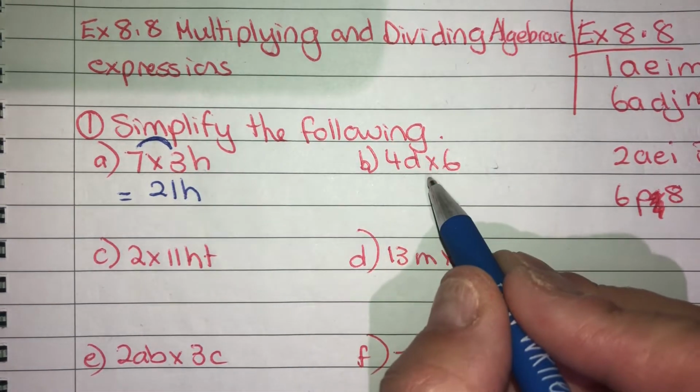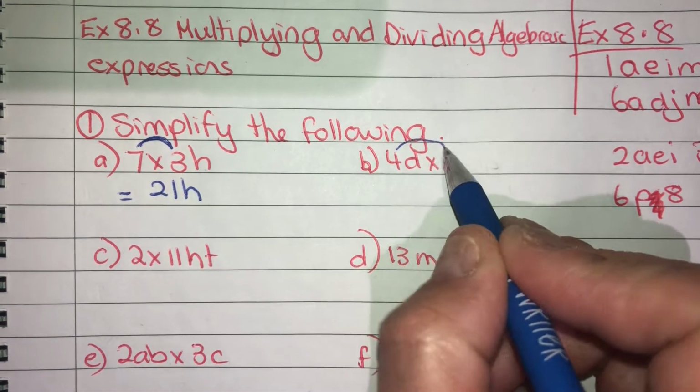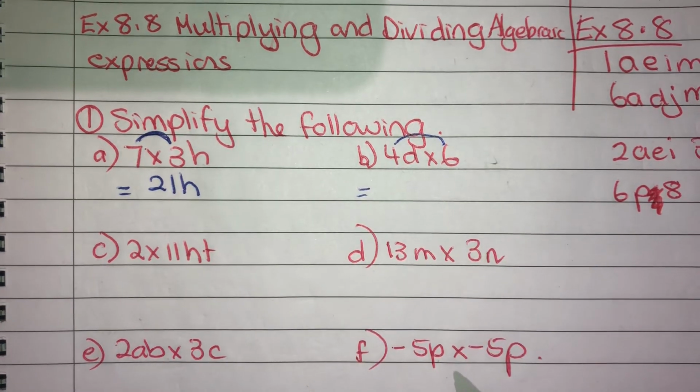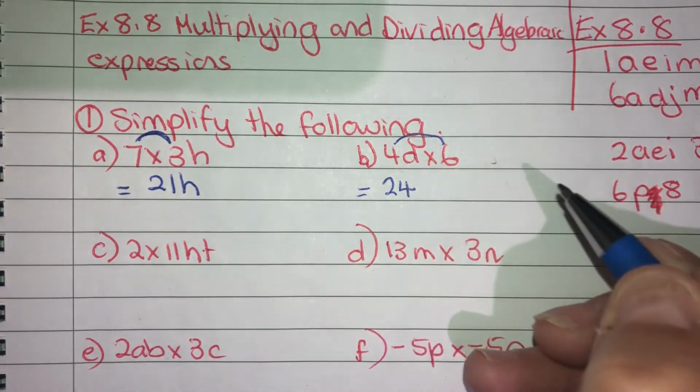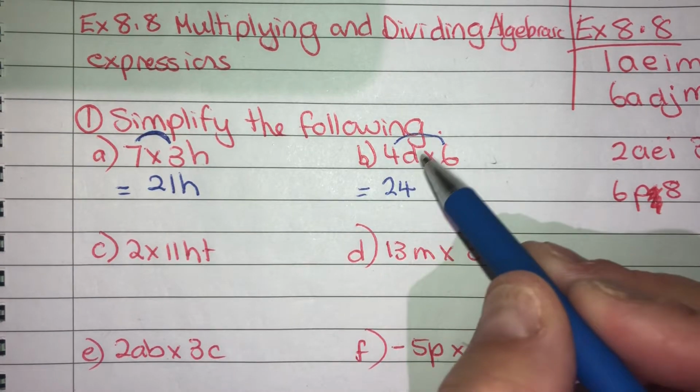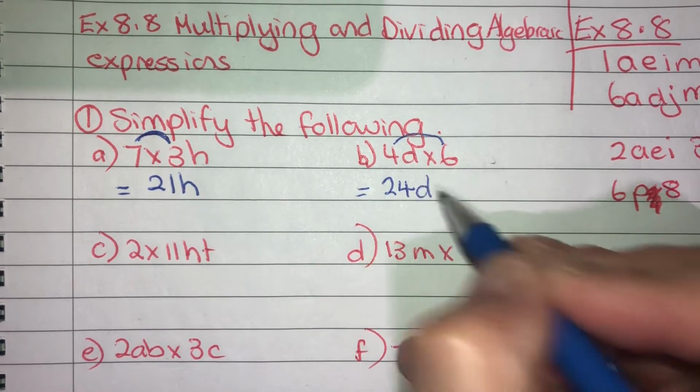So this one's very similar. So look at just the numbers. We have 4 times 6. So 4 times 6 is 24. And letters-wise, we just have a D. No other number anywhere else, so we just put the D in.